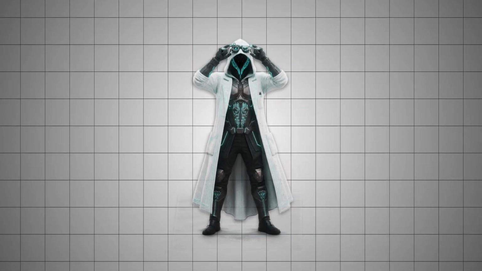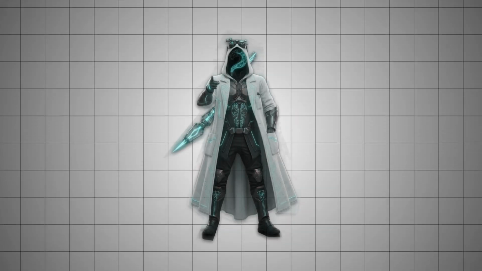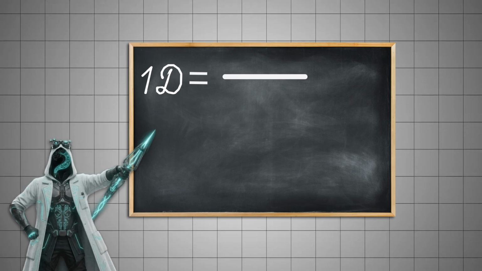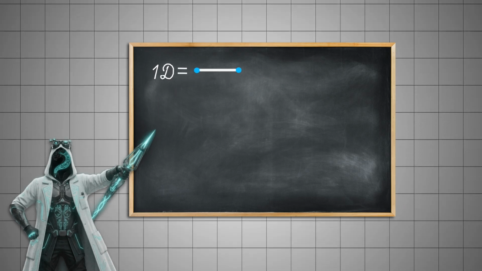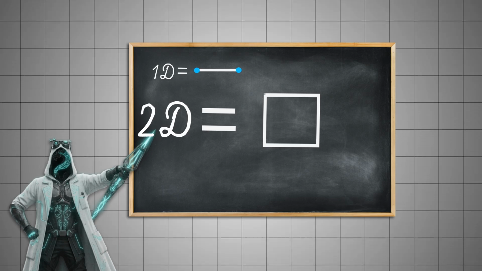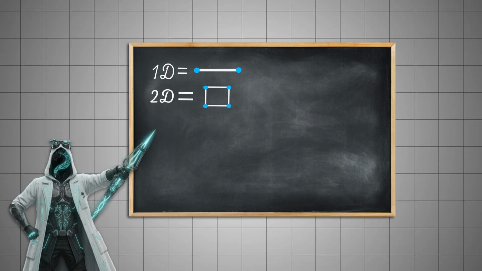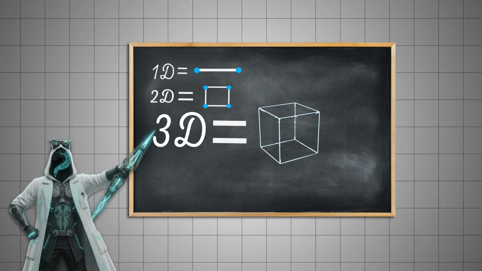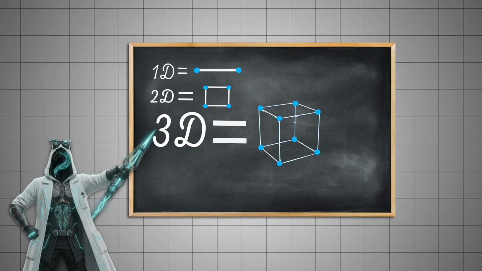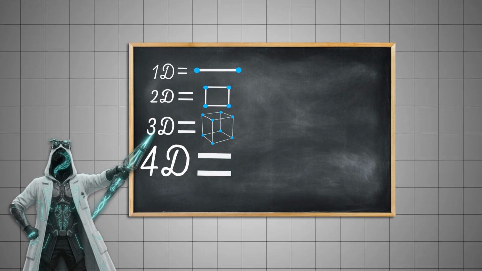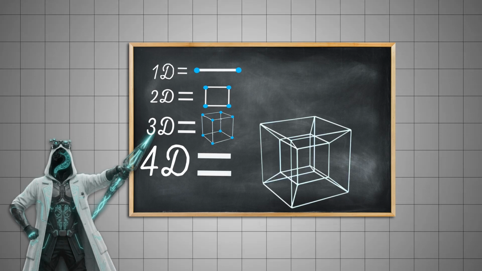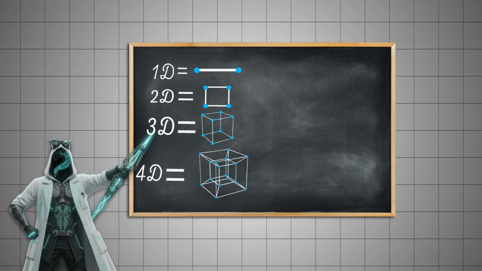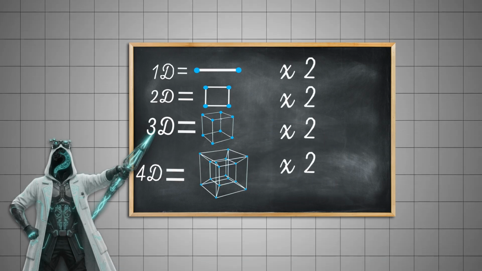Let me explain the science in the code so that you can understand better. 1D is a line with 2 dots. 2D is a square with 4 dots. 3D is a cube with 8 dots. 4D is a tesseract with 16 dots. Each dimension doubles the number of points.